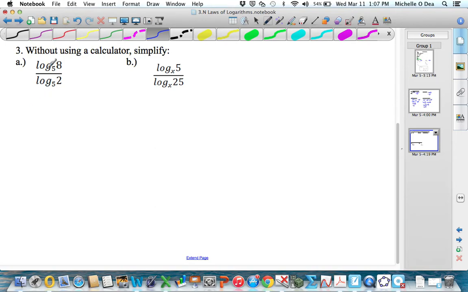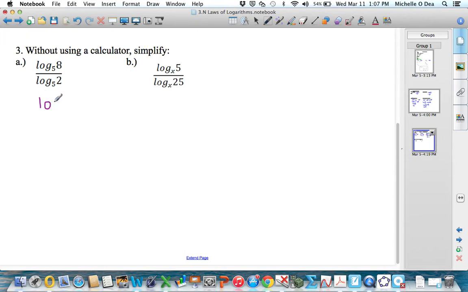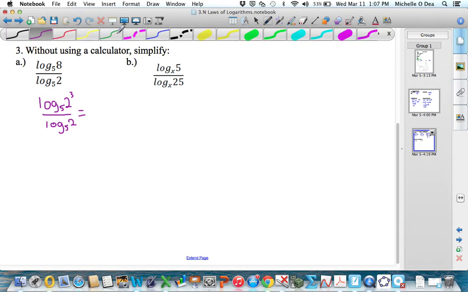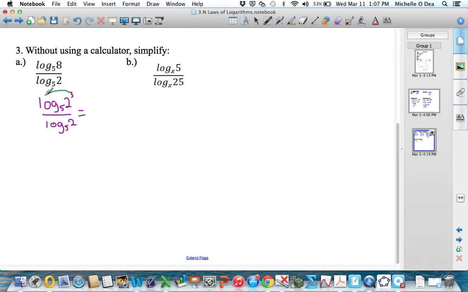So the first thing I would do, looking at A here, is I would look at that 8. Because if I want to cancel, I want to be able to cancel it with the log 2. What I do know is that 8 is the same as 2 to the power of 3. I can't do anything with that log 2 base 5 yet. Then, what I can do is use my log rules. I know again, using our power rule, that I can bring the 3 down the front there.